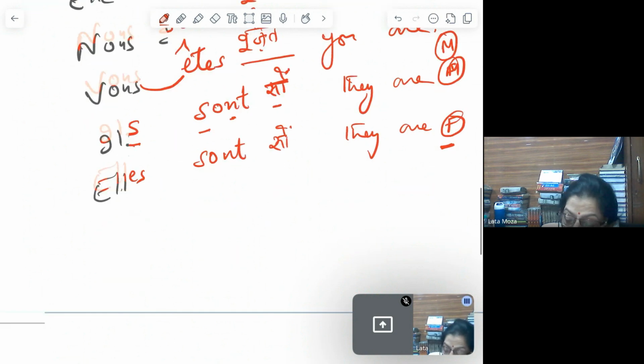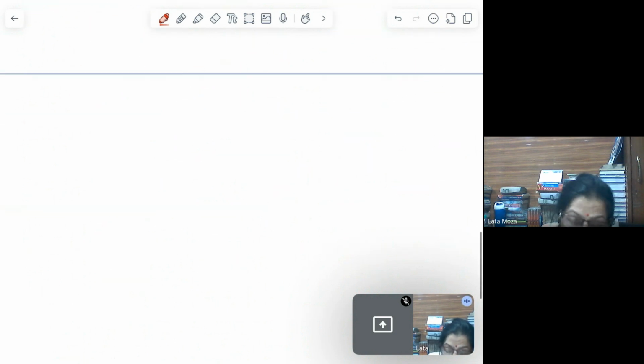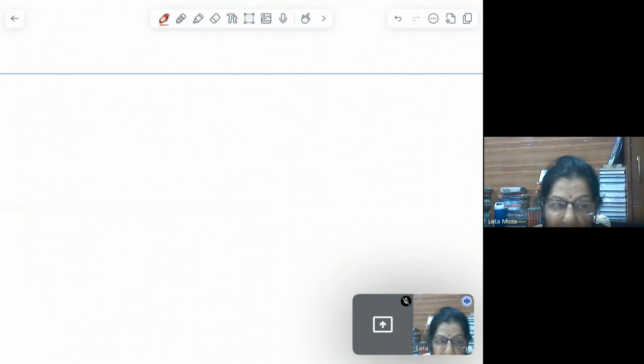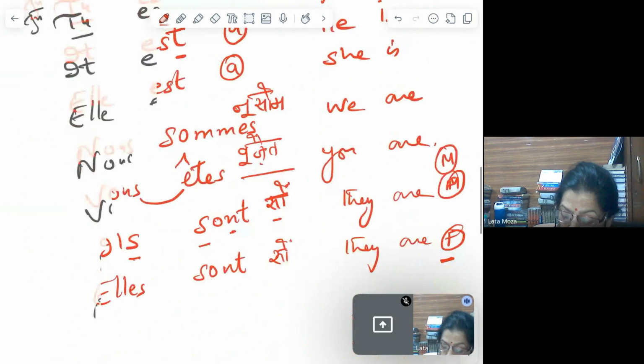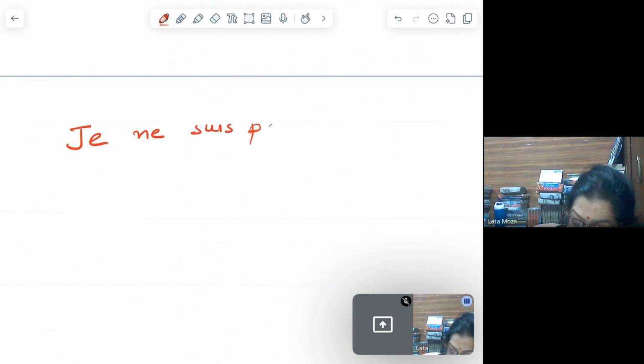Now we go for the negative sentences of this. We have to make the columns in the conjugation register for making affirmative, negative, and interrogative. Today we'll learn how to make the negative sentence of the être verb. The way we had gone earlier, je suis. In French, we always use the verb in the middle, and we will use the negative like this. Je ne suis pas. That is, I am not.